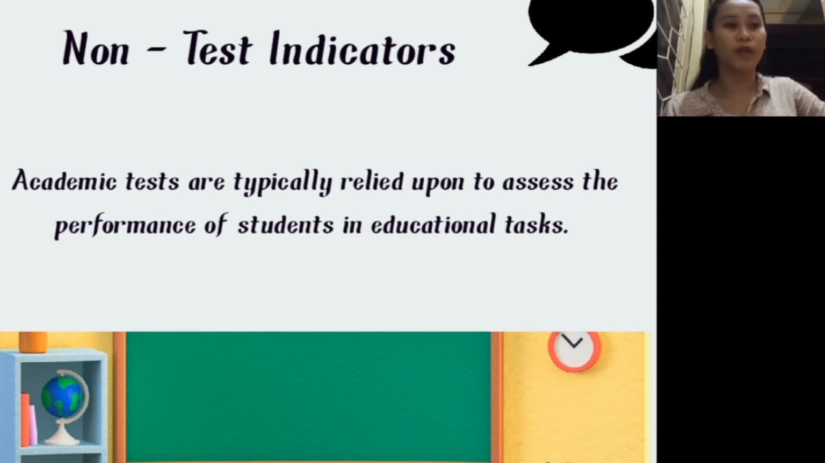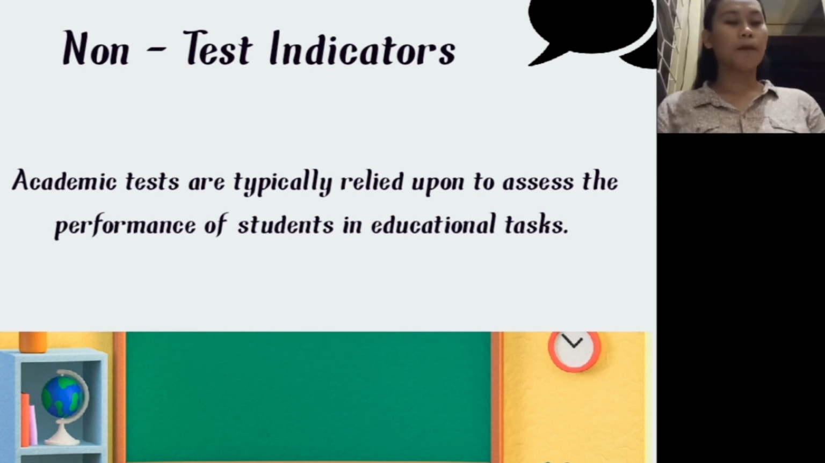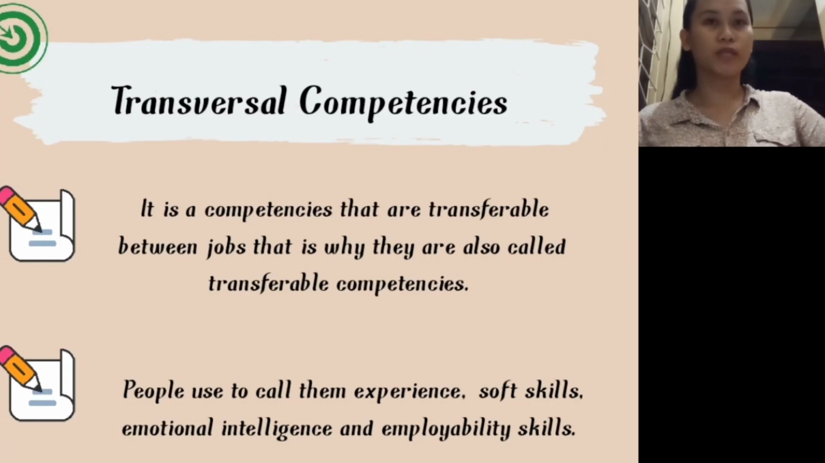Moreover, if cognitive development is the only intended effect of school programs that is emphasized, as it is done when academic tests alone are used to assess performance, many significant areas of development that schools can and do affect will be neglected. Now let's move on to transversal competencies. Now, transversal competencies are competencies that are transferable between jobs. That is why they are also called transferable competencies.